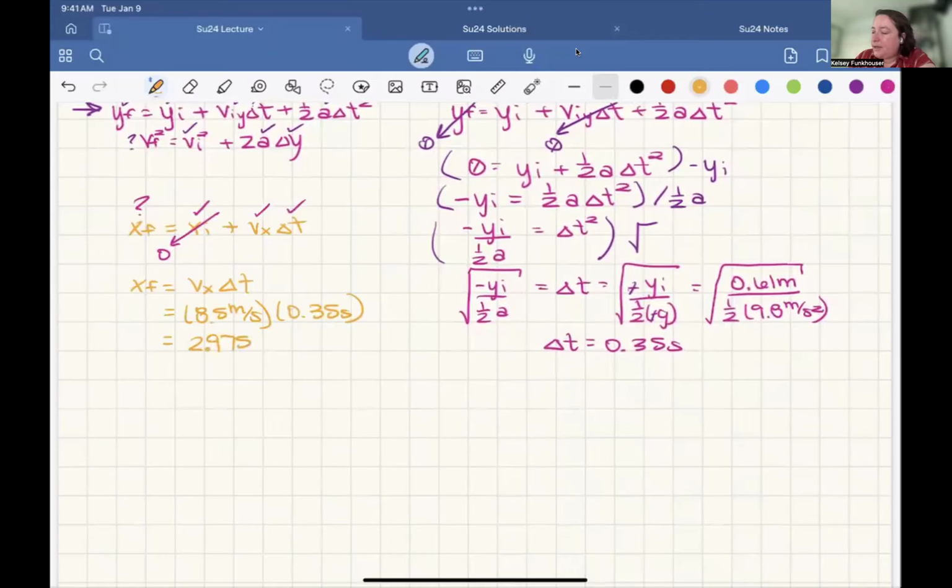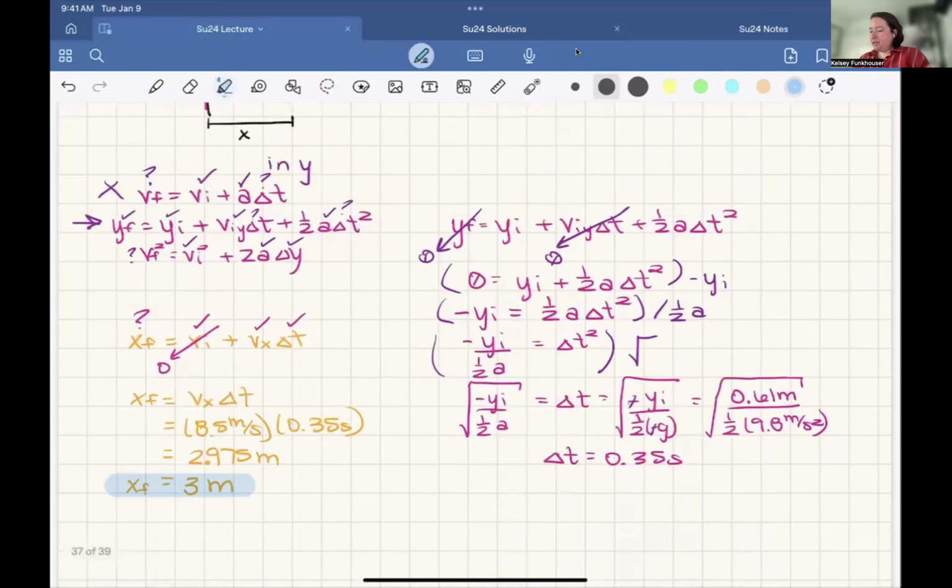2.975, which the judges of the competition would probably pay attention to that precision, but we know that we need to round. So we're just going to round to 3 meters. And so that is how far from the dock the dog lands.